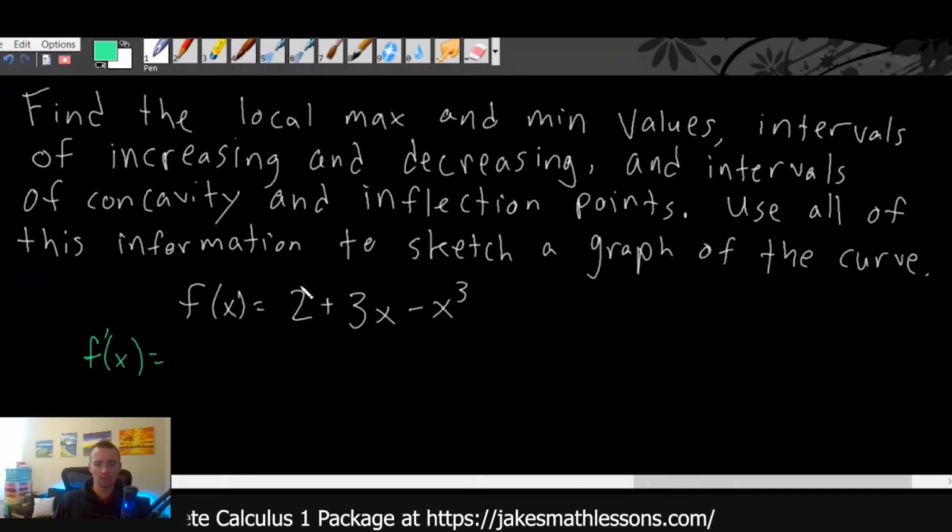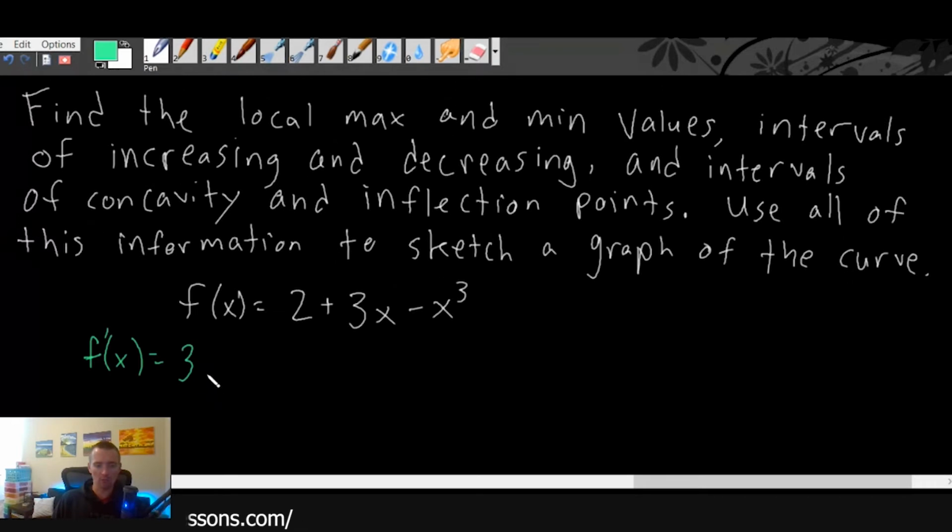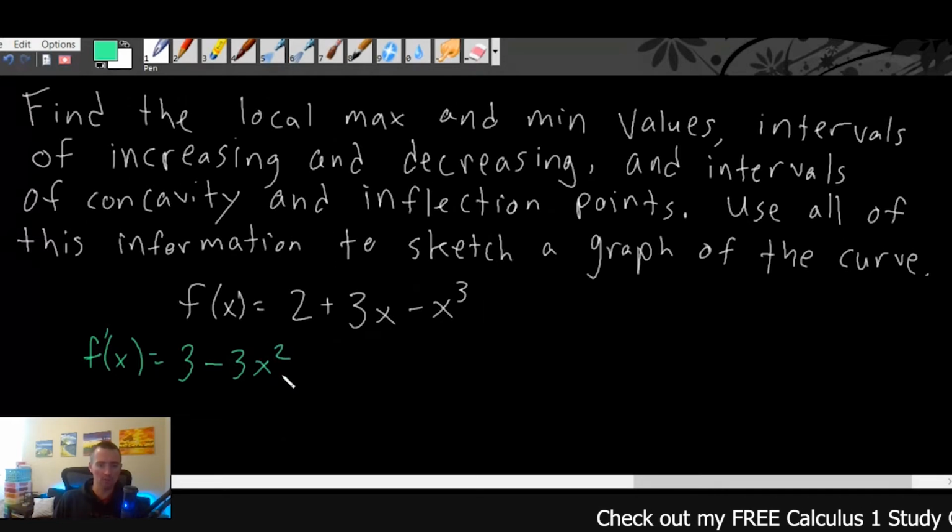So the derivative of this function, we can just take it term by term here. Derivative of 2 is 0, so that's not going to do anything. Derivative of 3x is going to be 3. And then the derivative of negative x cubed, we can find using the power rule. So we're again going to have negative, bring our 3 down in front, leave our x as x, and then lower our power by 1. So it's going to be negative 3x squared. So this is our derivative.